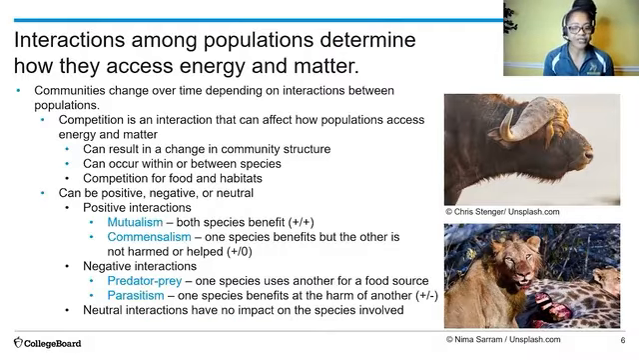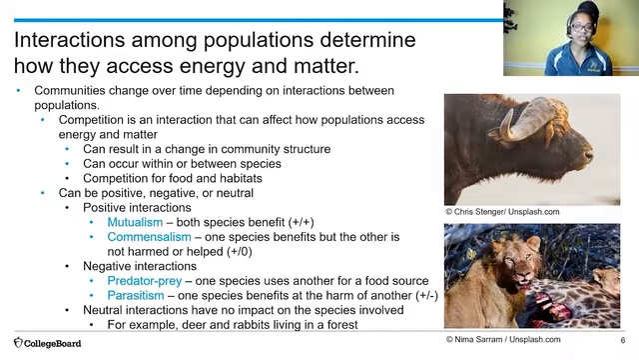Then we have neutral interactions, in which there's no impact on the species involved. For instance, if you have deer and rabbits living in the same forest, they do interact with each other in the sense that they live near one another, but they're not competing for the same resources. Their interactions are not positive or negative as it relates to one another. They would be considered neutral interactions.